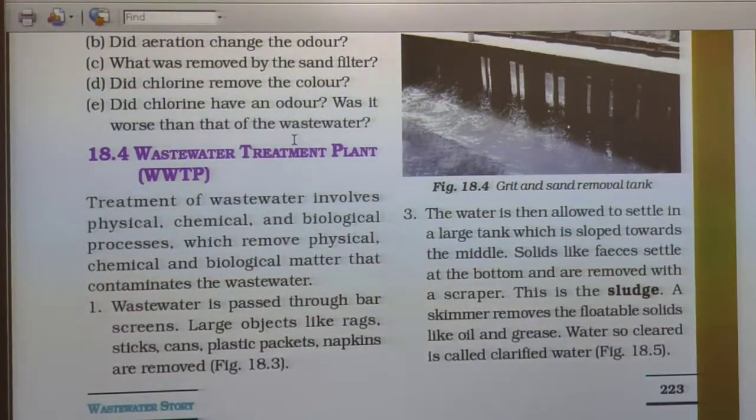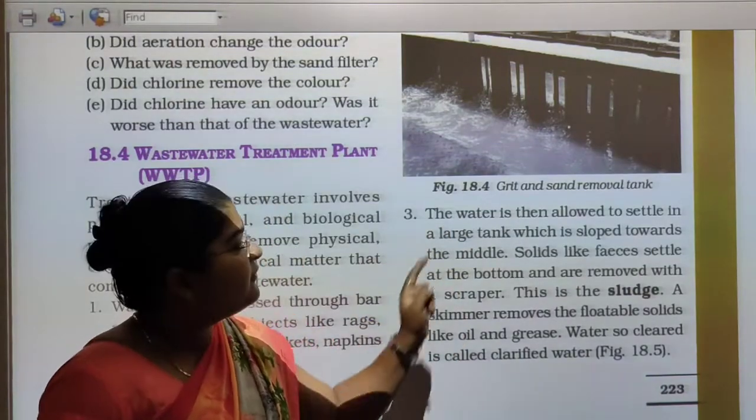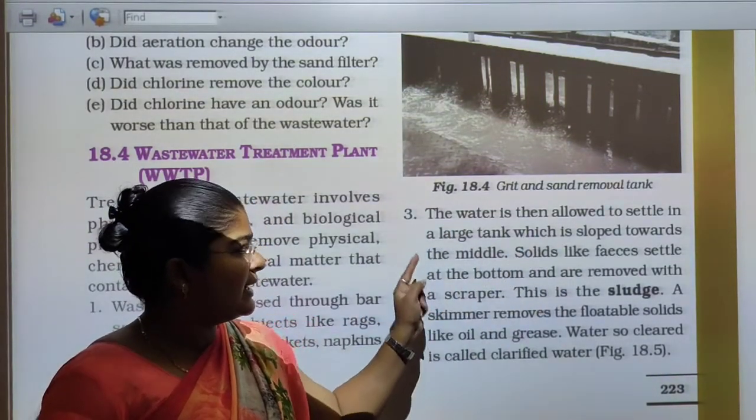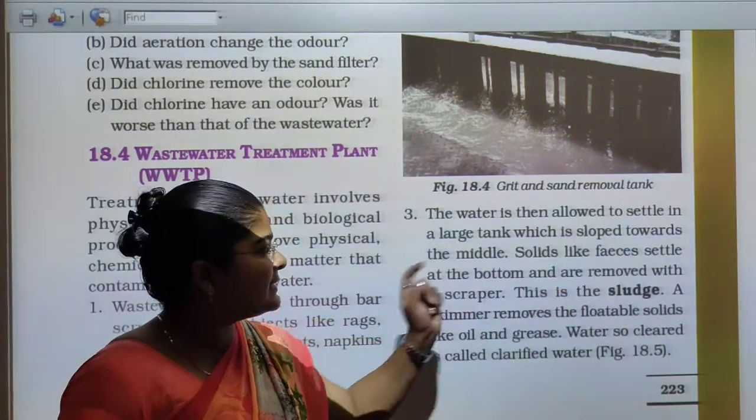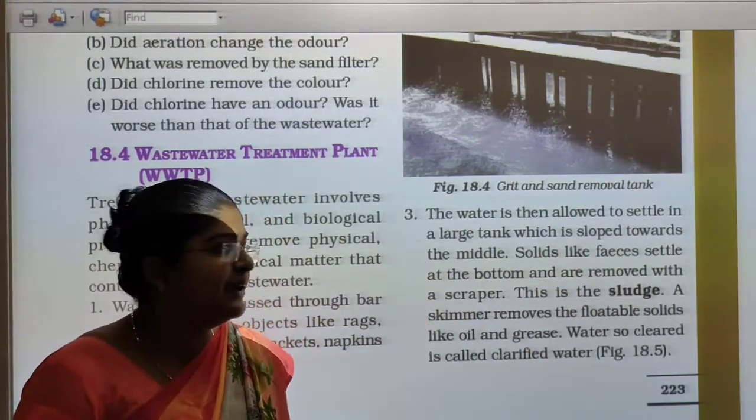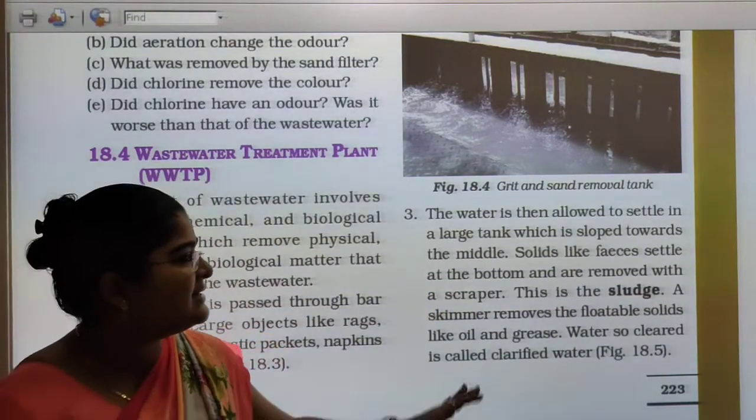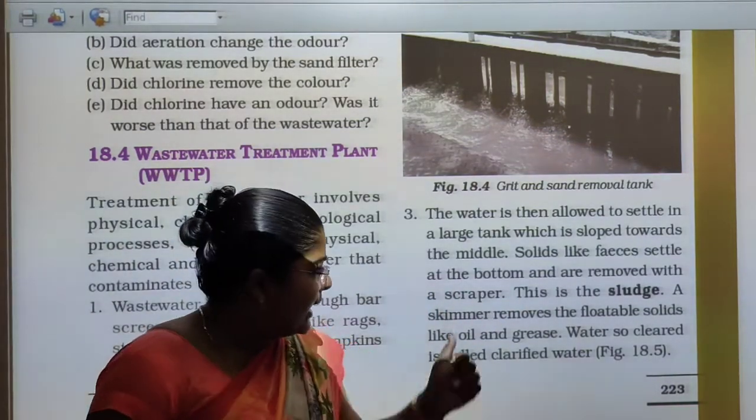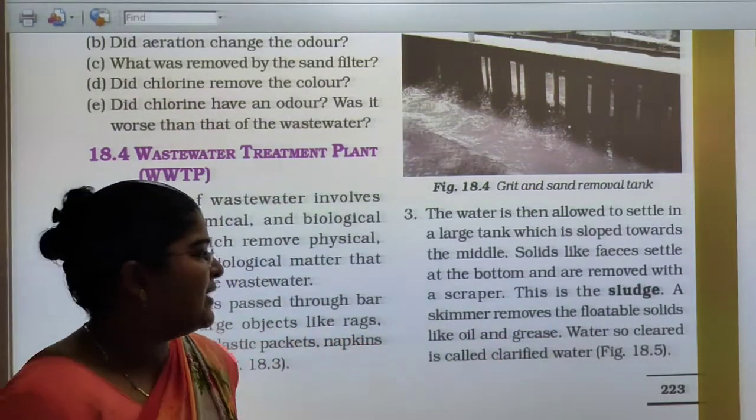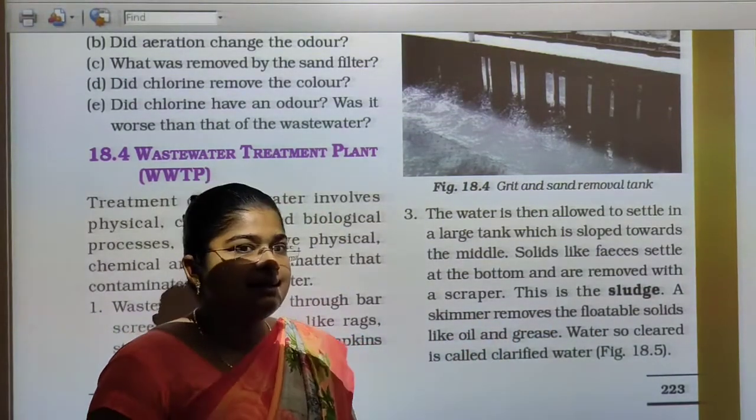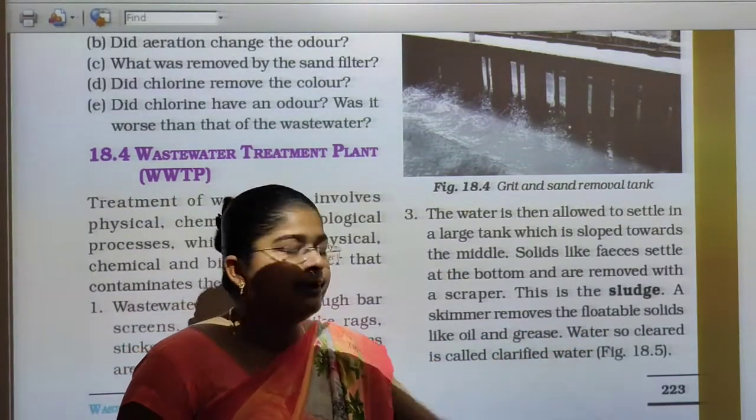the water is then allowed to settle in a large tank which is sloped toward the middle. Solids like feces settle at the bottom and are removed with a scraper, and this is the sludge. A skimmer removes the floatable solids like oil and grease. Water so cleared is called clarified water.